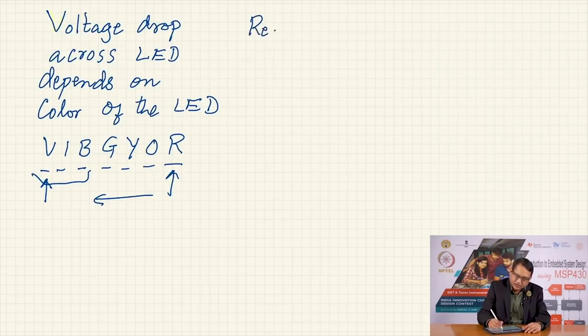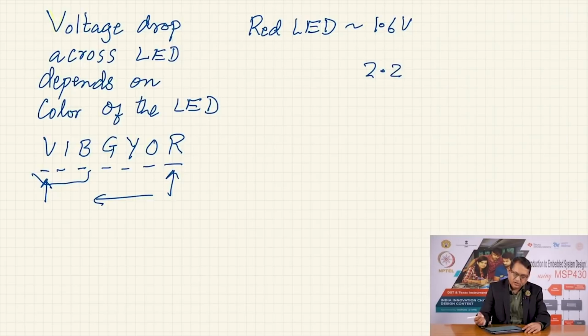Typically a red LED requires about 1.6 volts, and as you go towards blue, the voltage goes from 1.6 to maybe 2.2 for orange and yellow, maybe about 2.5 volts for green, and roughly 3 volts for blue. And so you must consider this when you are designing a system to control these LEDs.